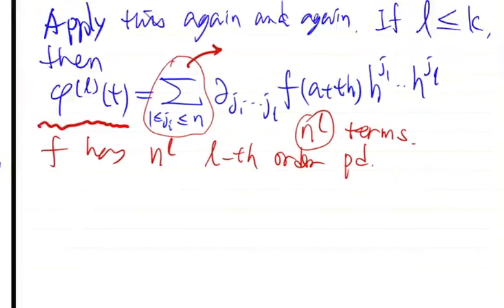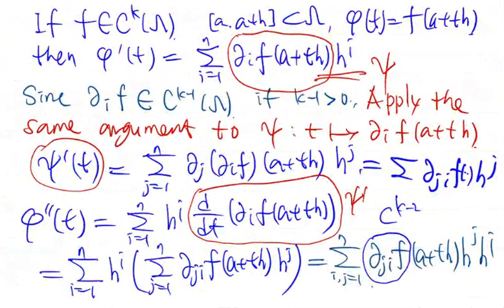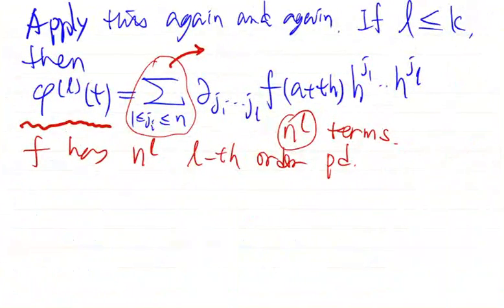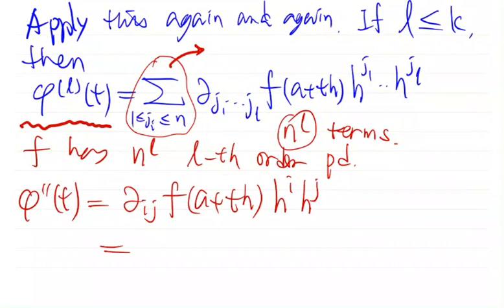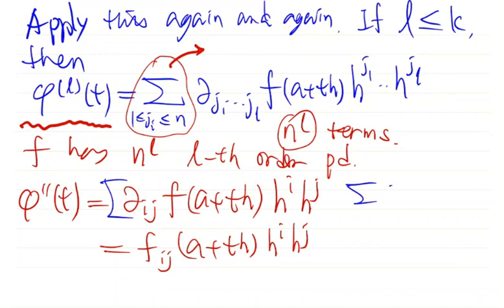For example, let's go to the second order case. The phi double prime case is here, the result is here. We usually write the result without the sigma summation. We write phi double prime t is D_ij f(a plus th) h_i h_j. Of course, you can also write f_ij f(a plus th) h_i h_j. So the sigma, we omit the sigma.